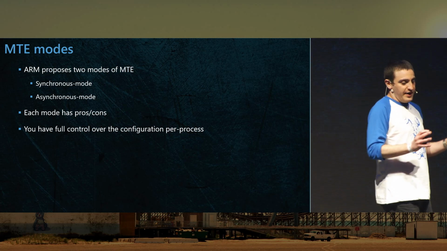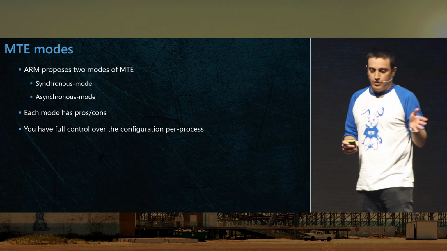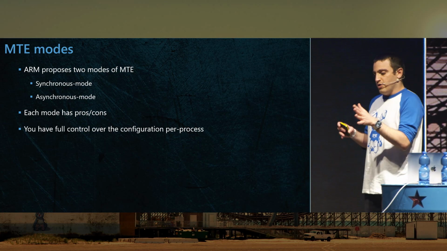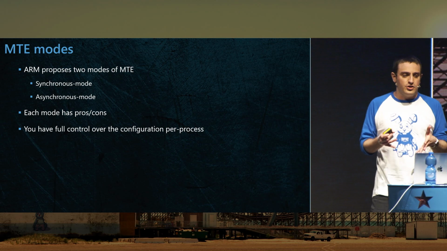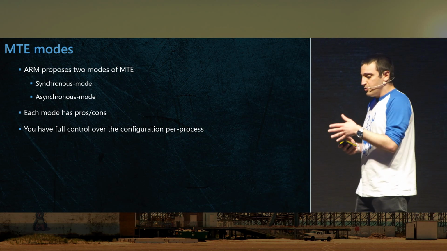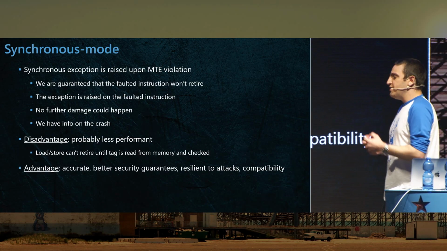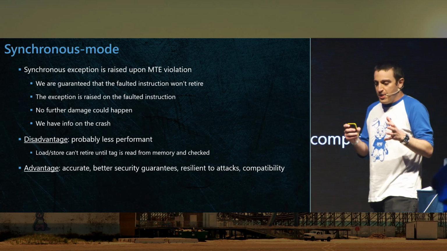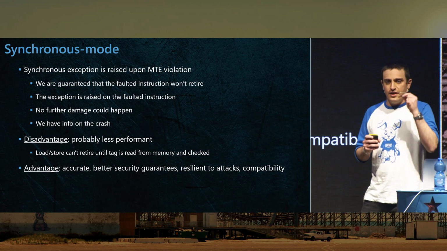Okay, so far, it's very simple. ARM proposes 2 modes for MTE: synchronous mode and asynchronous mode. Each mode clearly has its own pros and cons. Just before we go into detail, I want to mention that you have full control over the configuration of this per process. So you can have one process with synchronous mode and another process with asynchronous mode, and everything works. So what is synchronous mode? With this mode, you have a guarantee from the architecture that when some instruction violates memory tagging, the CPU raises a synchronous exception on this very specific instruction.